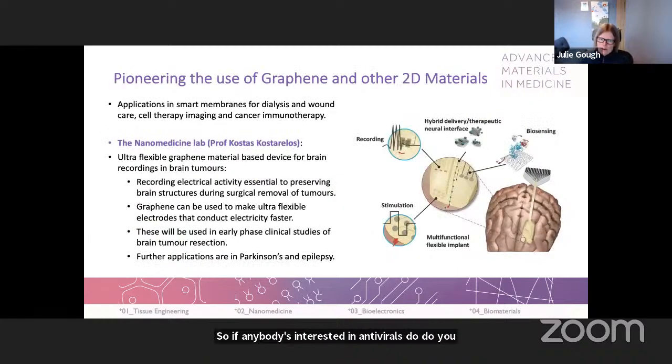Of course, we've got to talk about graphene a little bit more and other 2D materials. So we've got a lot of research going on in Manchester, of course, into graphene, and a lot in the biomedical materials area as well.